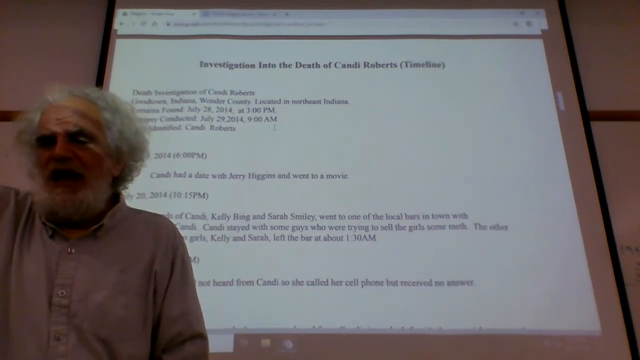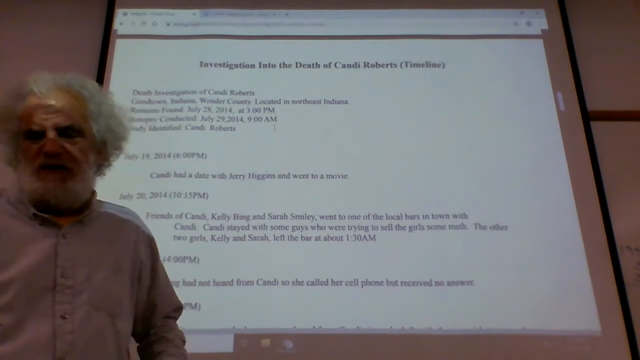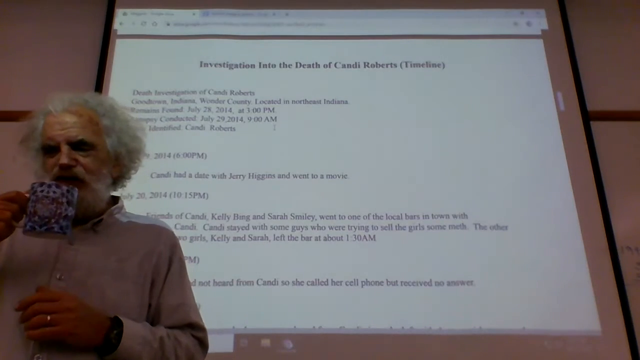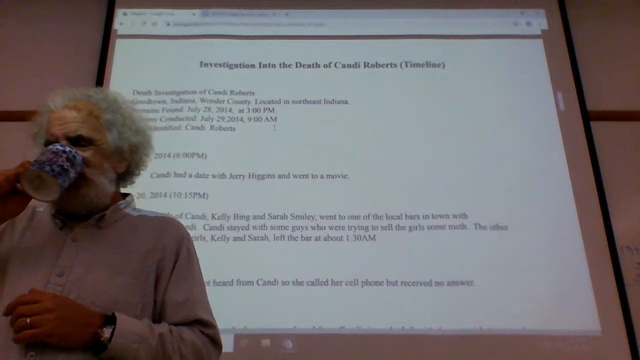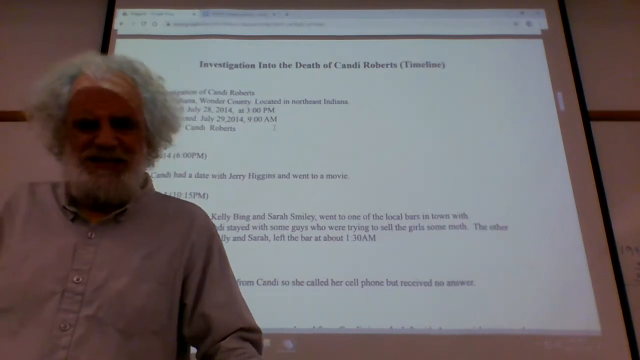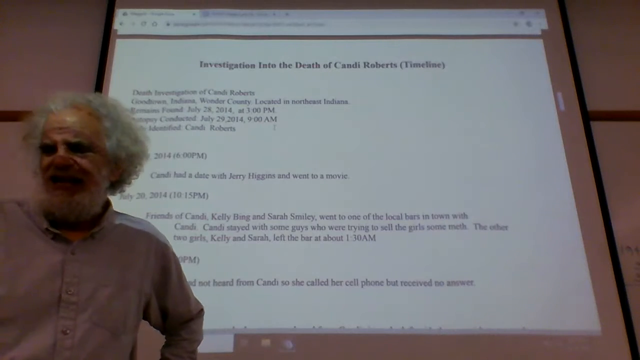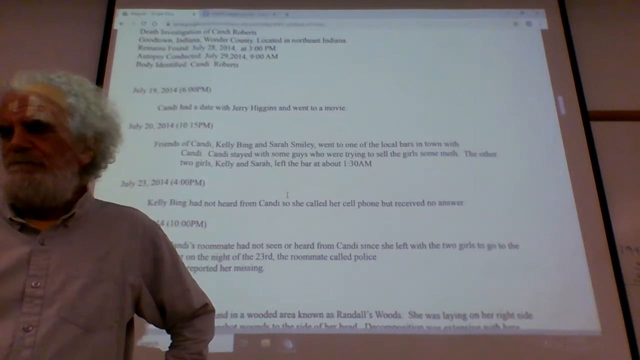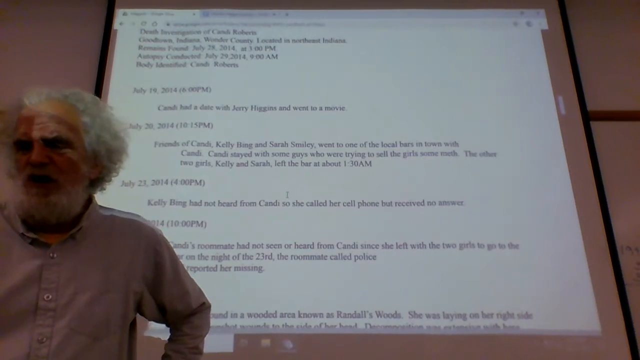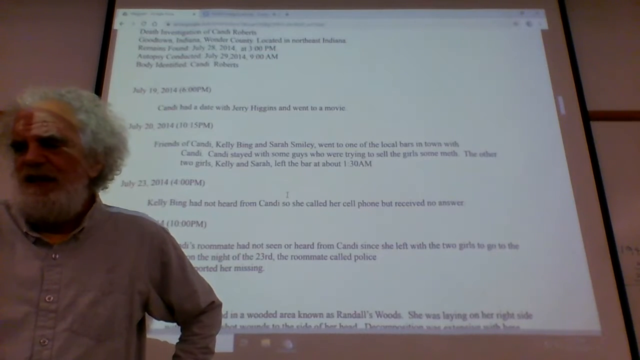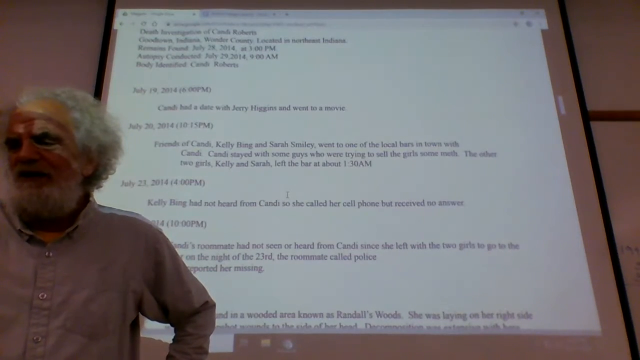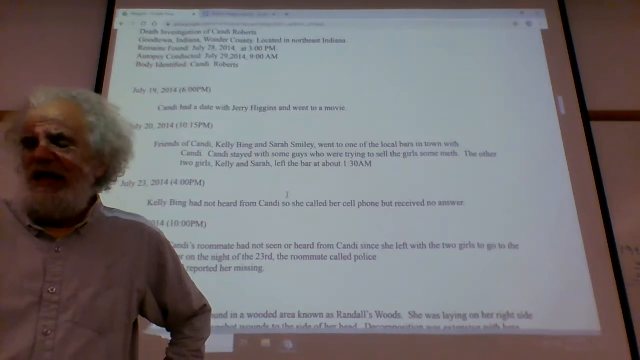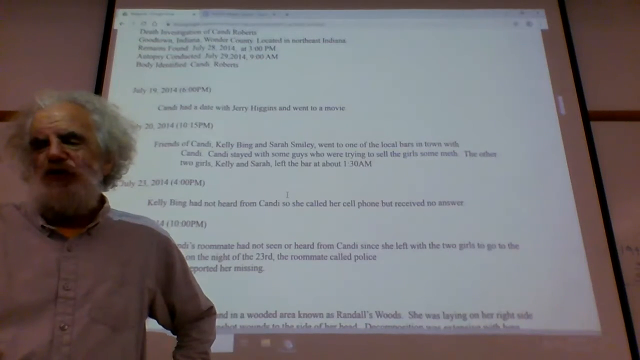So, we've got a timeline of incidents that has been backtracked from Ms. Roberts' activities. On the 19th, she had a date with one Jerry Higgins, went to a movie. On the 20th at 10:15 p.m., friends went to a bar with Candy, and she stayed with some guys who were trying to sell the girls some meth. Not the nicest guys around, but there you go. The other two girls left the bar about 1:30 a.m.